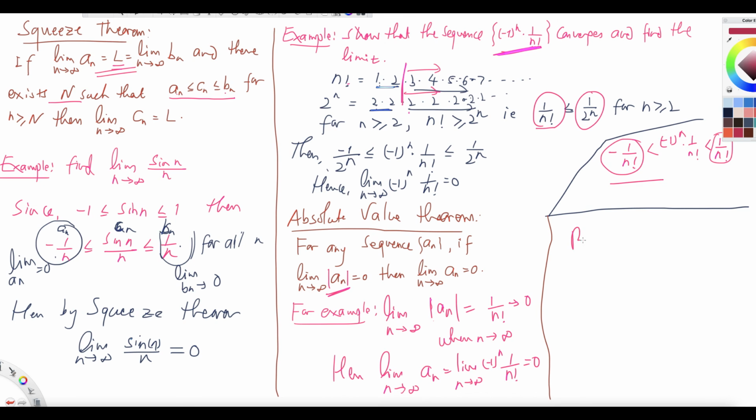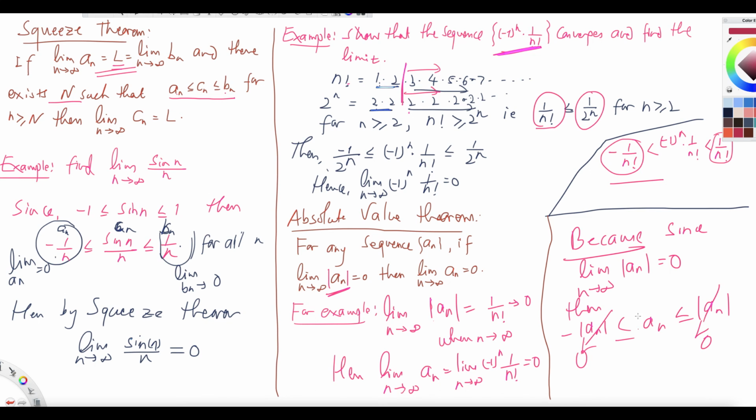The proof of this theorem is, since the limit as n tends to infinity of the absolute value of an is 0, you can write negative absolute value of an is less than or equal to an is less than or equal to positive absolute value of an. Since this goes to 0 and this goes to 0, the middle one is squeezed between two zeros, so it must be 0 as well. That is the proof of this theorem.